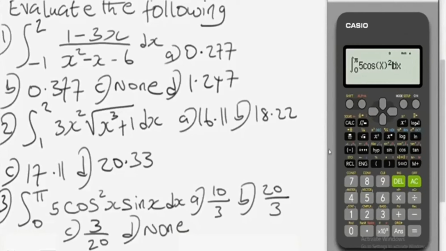So let's proceed. Then we have sine x, input sine x, alpha and x, close the bracket. Alright, so we are good to go, guys. Let's now press equal to and get the output. Very, very simple, guys. So we have it to be 10 over 3, which is option A.